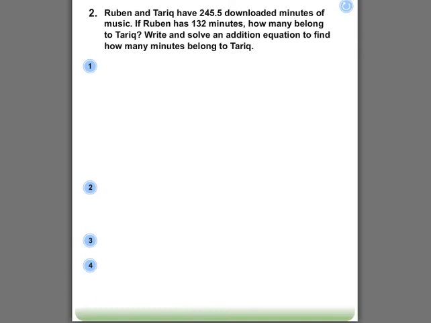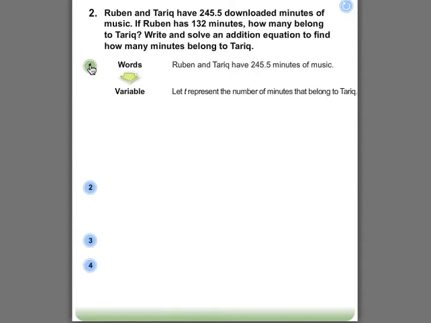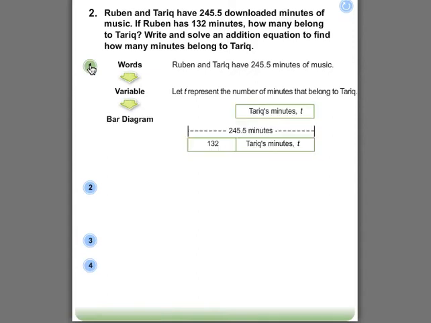Ruben and Tarek have 245.5 downloaded minutes of music. If Ruben has 132 minutes, how many belong to Tarek? Write and solve an addition equation to find how many minutes belong to Tarek. In words, Ruben and Tarek have 245.5 minutes of music. Our variable is t for Tarek. We're going to draw a bar diagram, and then we're going to write an equation. 132 plus Tarek's minutes is 245.5.